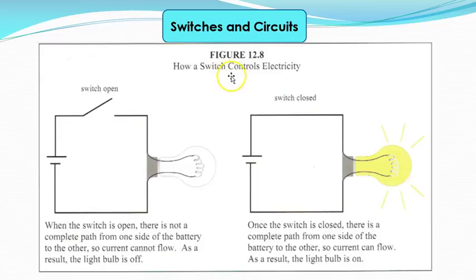So here's how a switch controls electricity. Over on the left, we see a picture of a light bulb hooked up to a power source, and this light bulb is not on. The reason is that the switch is open. When the switch is closed, you have a complete circuit and the light goes on. When you flip the switch on the wall, you change the circuit that powers the light. So when the light is off, the circuit is open. When the light is on, the circuit is closed.